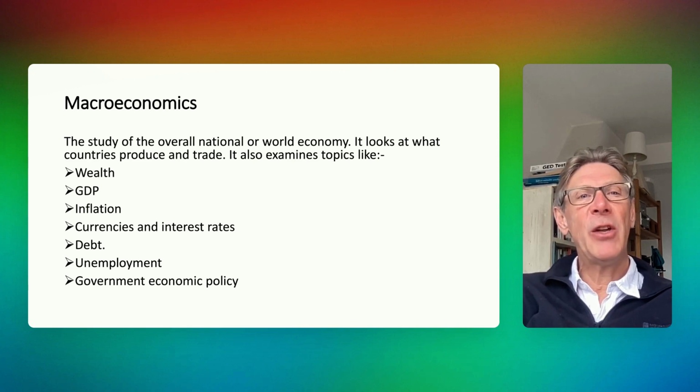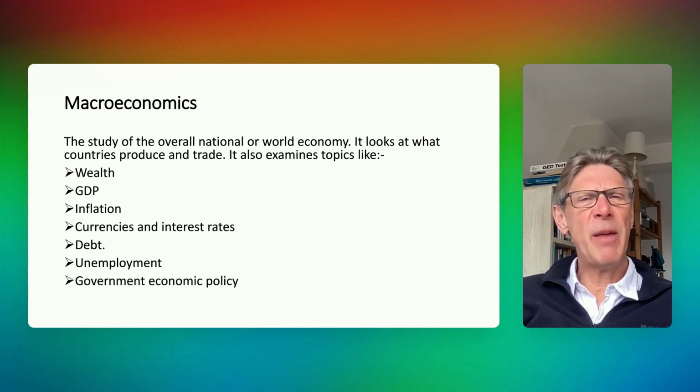We've talked about microeconomics. Now we're going to talk about macroeconomics. Macroeconomics is looking at an overall economy or even the world economy. It looks at what countries do, what they produce, how they trade. You might look at the wealth of the country. You might look at GDP, gross domestic product, which is pretty much how much wealth they produce each year. Inflation, how much prices are rising or falling.